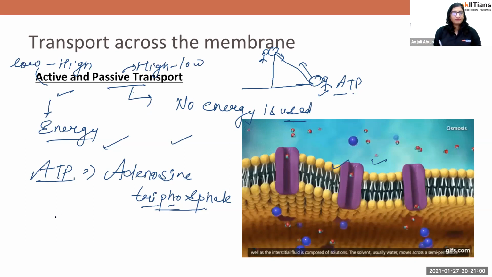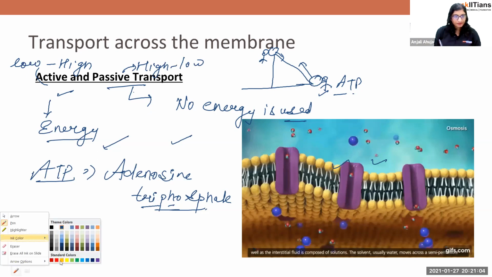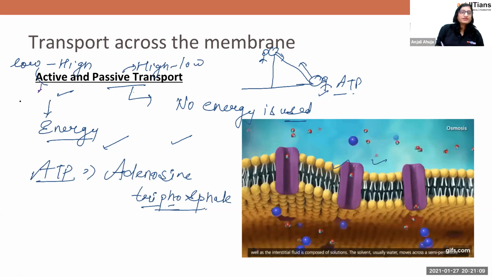Now let me give you examples. I'll write the examples in a different color. Examples of active transport: amino acids and glucose molecules move across the cell membrane by active transport. Passive transport examples are carbon dioxide, oxygen, and water molecules. They move by passive transport. Is that clear now? Let's move forward.